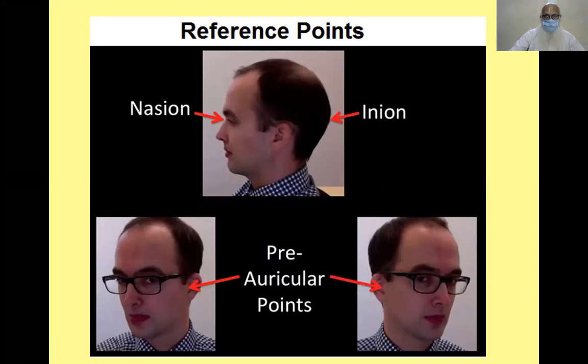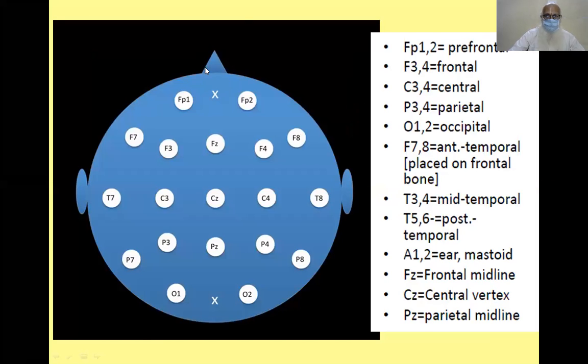Now if you see the diagram, this is the representation of the nose, here is the inion, nasion, inion here, and these are the ears or auricles. Now this is the naming of the various electrodes according to the placement and also the side. You can see FP1, FP2. FP refers to the prefrontal region, so this is where it is applied for the prefrontal region, on the left and right sides.